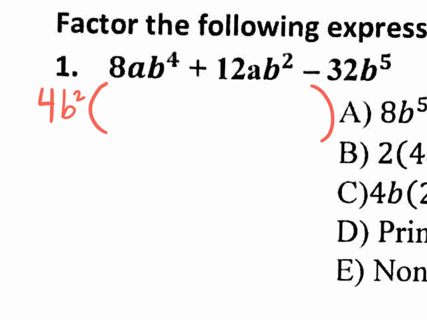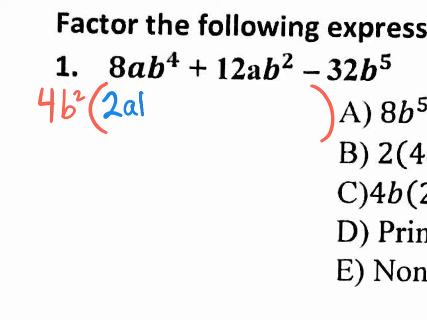Okay, so now it's like reverse distributive property. 4B squared times what is 8AB to the 4th? Now let's start with the numbers. What's 4? 4 times what gives us 8? 4 times 2 gives us 8. Okay, so I need an A, but I don't have an A, so I need to have an A right here. Does that make sense? So I need to put an A right in there. And then I have a B squared that I'm going to multiply by something to give me a B to the 4th. What will that be?